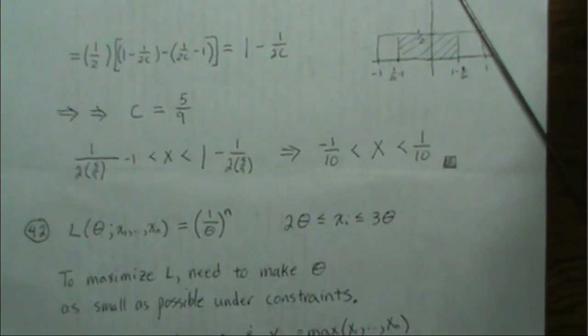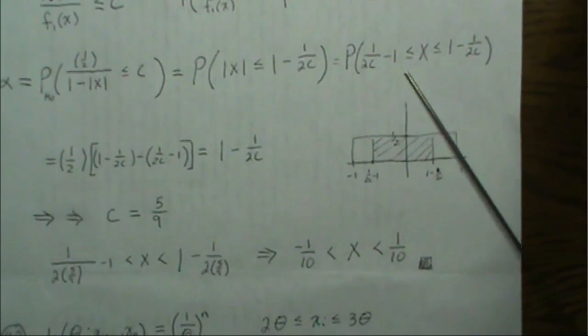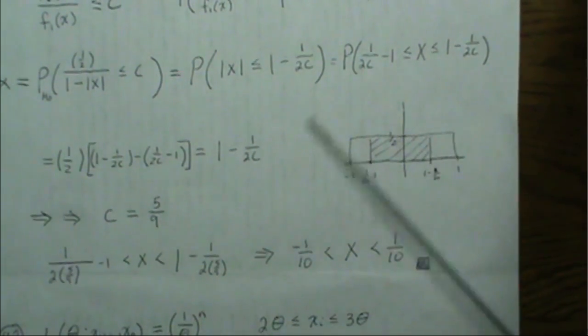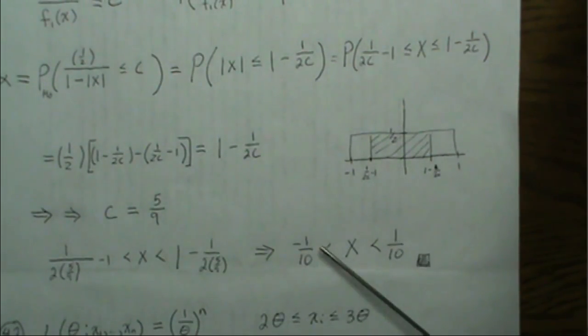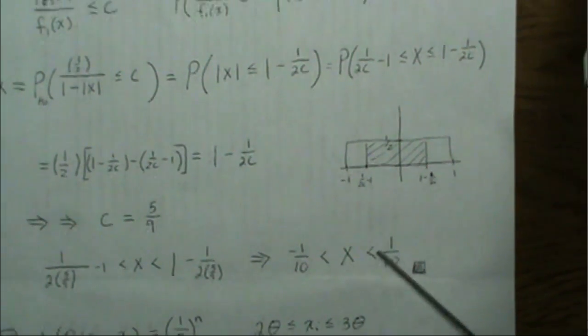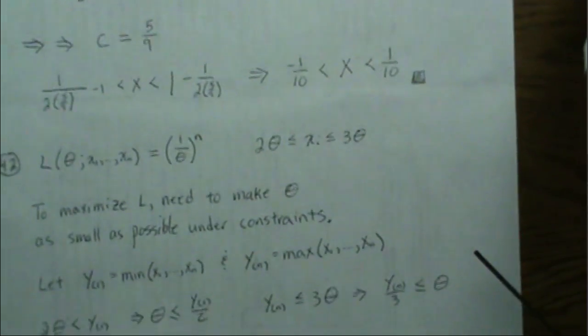But the probability means that we reject when x is between these values. So we plug in 5/9 to these values here, and then we get x between -1/10 and 1/10 is the rejection region. So that's the solution.